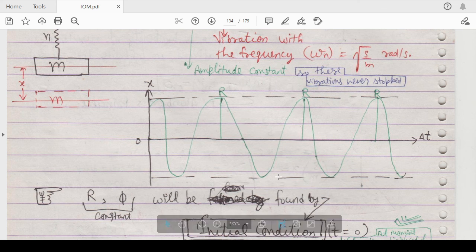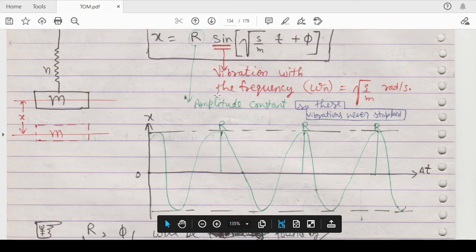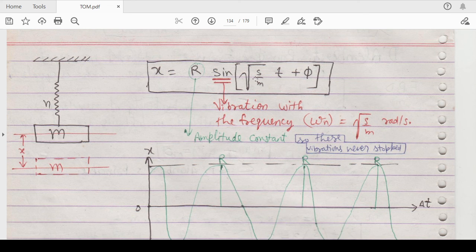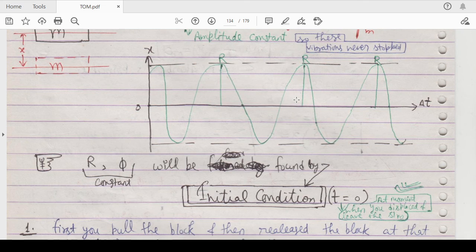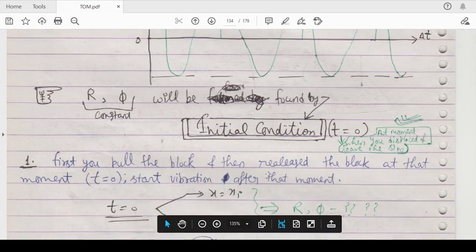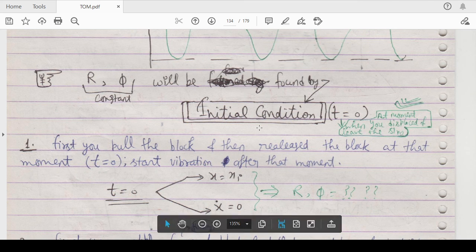So you can see in the picture that this is the waveform which is going to be replicated n number of times. Now here you have to calculate the value of r and phi. Because s by m is fixed and t is the variable term, you can calculate the value of r and phi, the amplitude constant and phi. So these are the two constants which you can calculate here. First of all, let's see what the initial condition is.